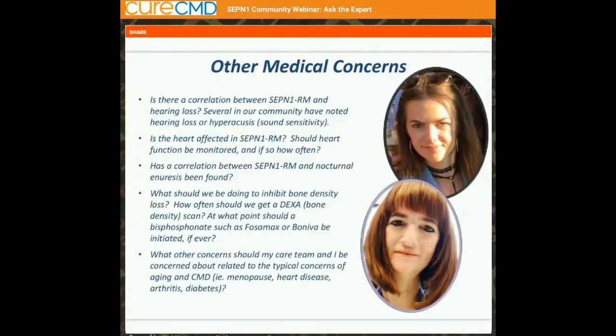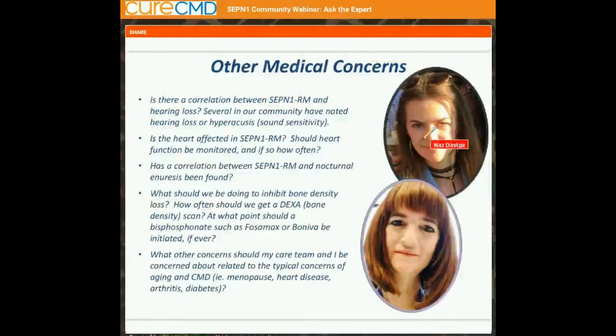Has the correlation between SEPN1 and nocturnal enuresis been found or studied? Well, some of our patients complain of incontinence. That is a recurrent complaint both in females and in males. And this can be quite a problem, both during the day and during the night. Not particularly nocturnal enuresis. And this is probably related to weakness of the pelvic floor muscles.